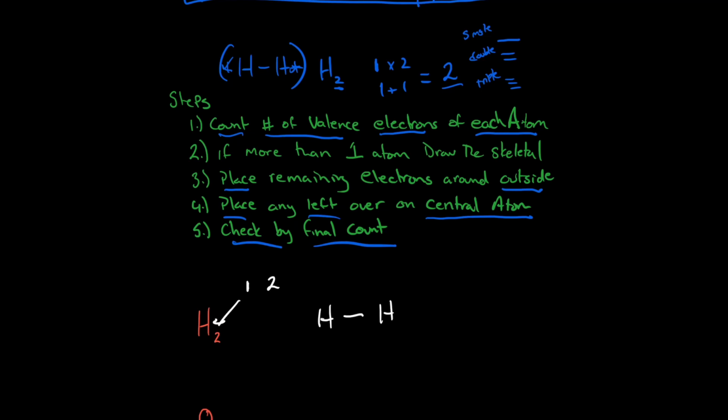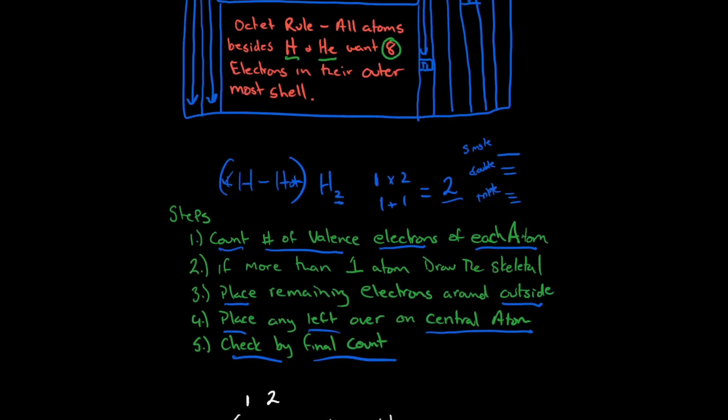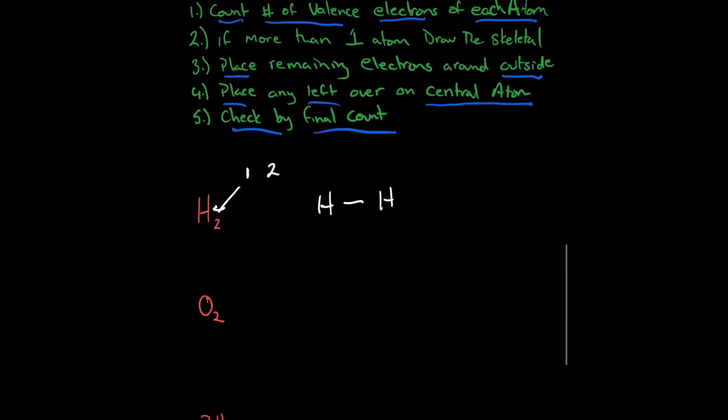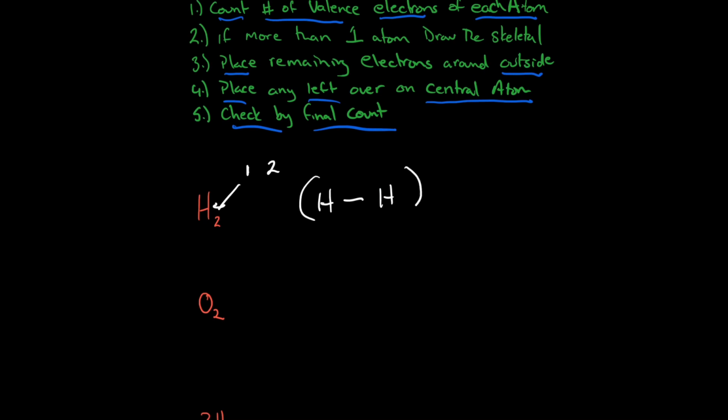Now, the octet rule states that atoms want 8 valence electrons, except for hydrogen and helium. So if we look down here, this is the Lewis dot structure for H2, because these are fine with 2, and these represent 2 valence electrons. This line represents 2 valence electrons. These lines represent 4 valence electrons. These lines represent 6 valence electrons. So every line you have represents 2.